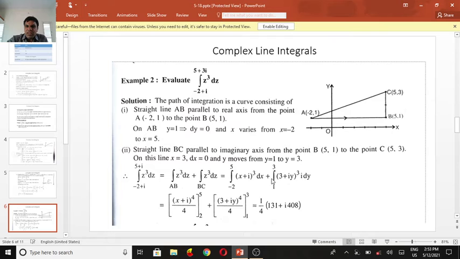We can take i outside, i times the integral from 1 to 3 of (3 plus iy) whole cube dy. So integrating, (x plus i) whole raised to 4 divided by 4, from 2 to 5, plus (3 plus iy) whole raised to 4 divided by 4, from 1 to 3. Simplifying, replace x by 5 minus x by 2, and again replace y by 3 minus y by 1. So simplifying we get 1 by 4 times (131 plus i 408).